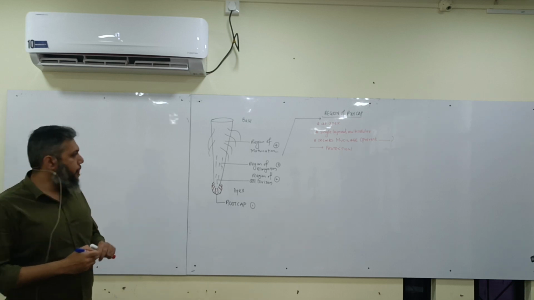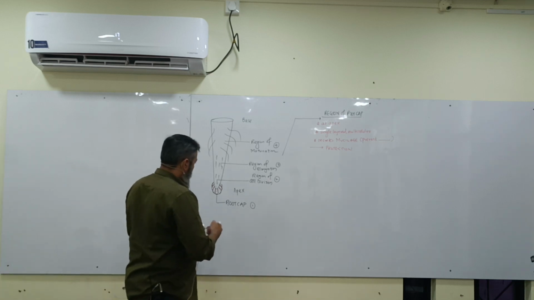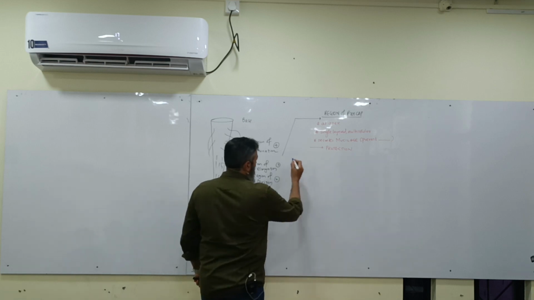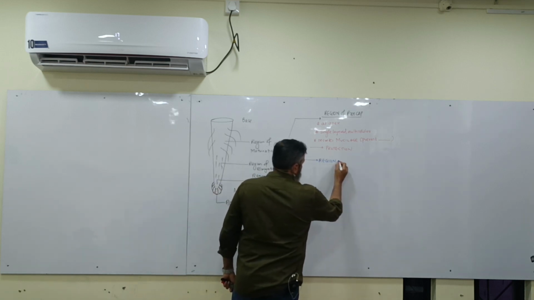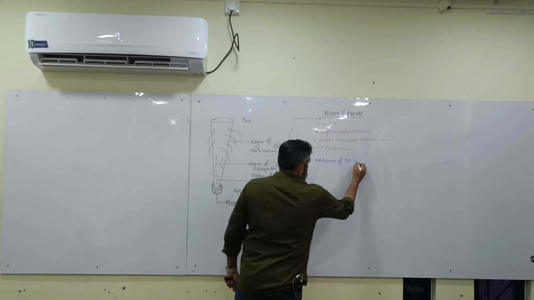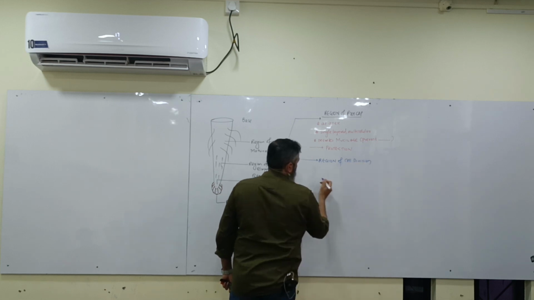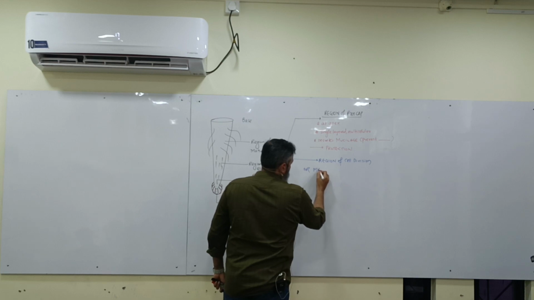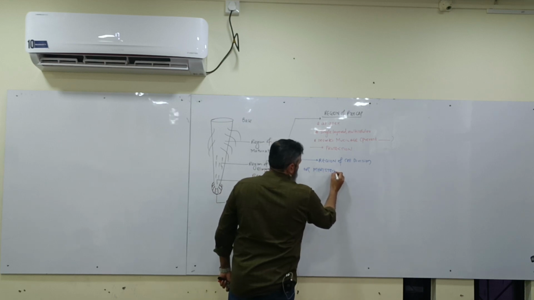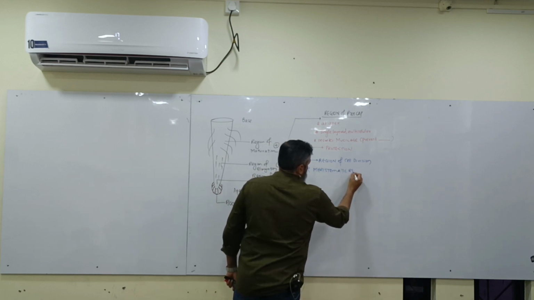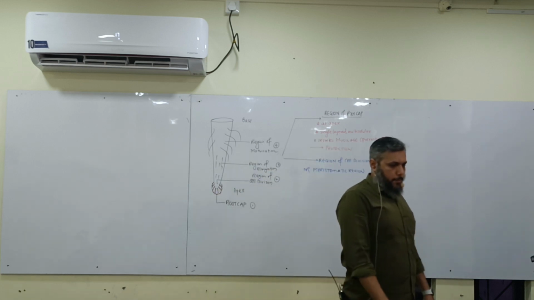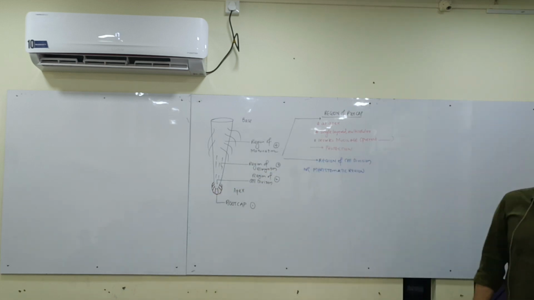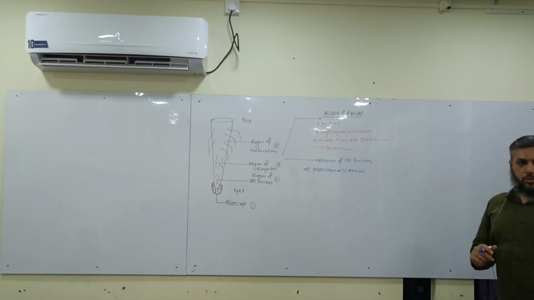Clear, everybody? And the root cap is protecting the next region. That is the region of cell division, also known as the meristematic region. So it can be known by different names: it can be called the region of cell division, or it is also called the meristematic region.